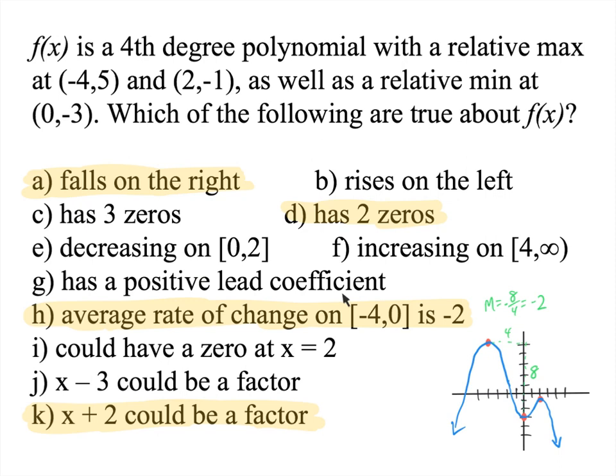Has a positive lead coefficient. So if it has a positive lead coefficient, it would be rising over here. But no, it's falling. So since it's falling on the right, it actually has a negative lead coefficient.